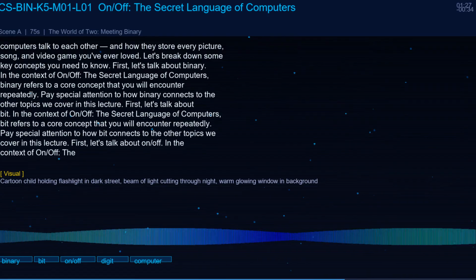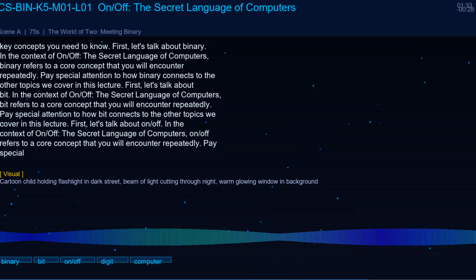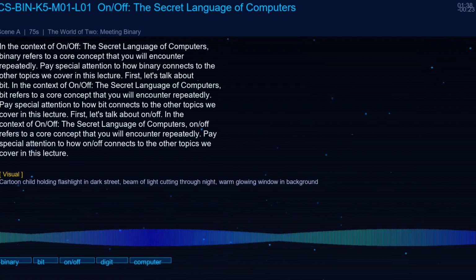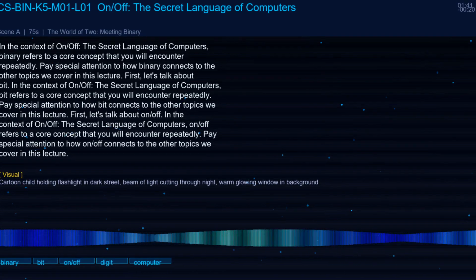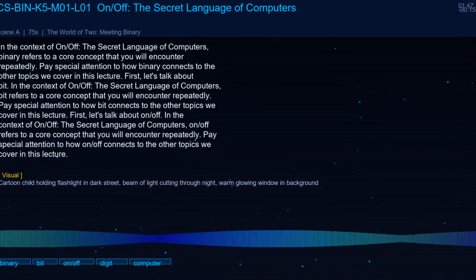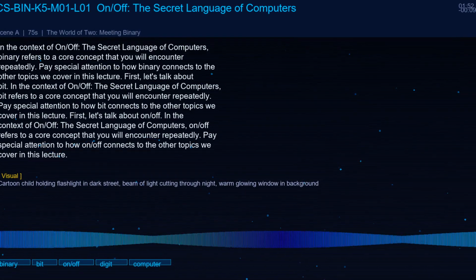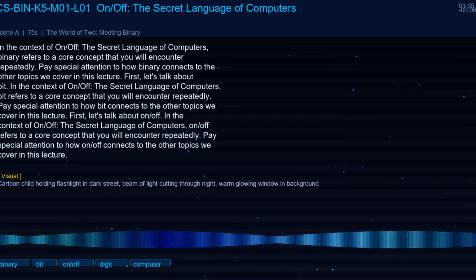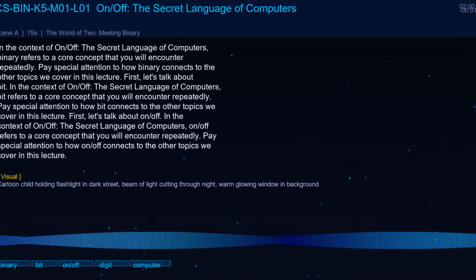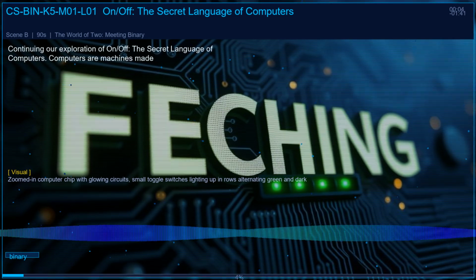First, let's talk about bit. In the context of on/off, the secret language of computers, bit refers to a core concept that you will encounter repeatedly. Pay special attention to how bit connects to the other topics we cover in this lecture. First, let's talk about on/off. On/off is likewise a core concept that you will encounter repeatedly, continuing our exploration of on/off, the secret language of computers.